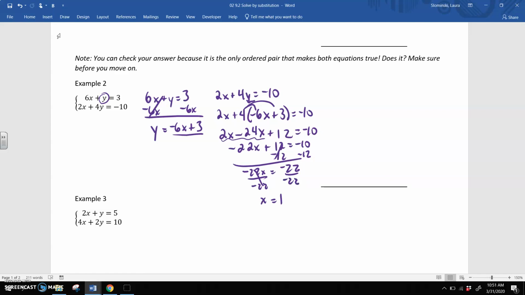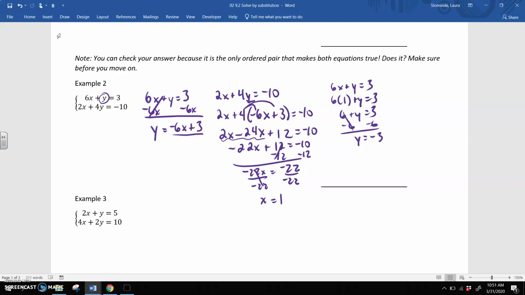Once I have that, I'm going to substitute it back into either equation. Now for me personally, I always do this step with the top equation, because ultimately I'm going to use both. So I plug back into the top equation. So 6 times 1 plus y equals 3. 6 times 1 is 6 plus y equals 3. And now subtract 6. So I believe my x is 1 and my y is negative 3. But my final step is to check.